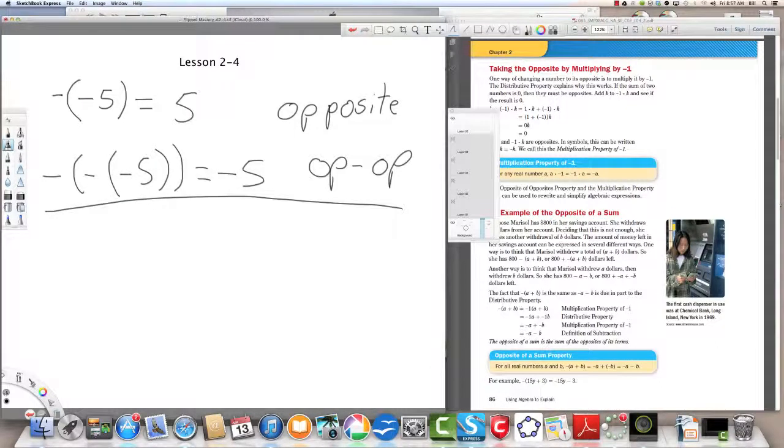Let's get another number. Let's say I have 7. And I want to do the op-op of that, so the opposite of the opposite of 7 should equal 7. So 7 equals 7. -1 times 7 equals a -7. So this is where that negative comes in. And a -1 times a -1 times 7. Negative times a negative is a positive. I'm back where I started from. This is the multiplication property of -1.